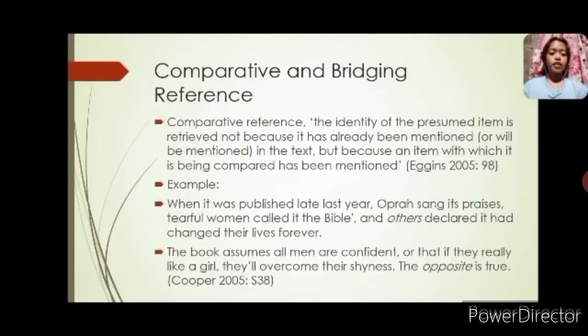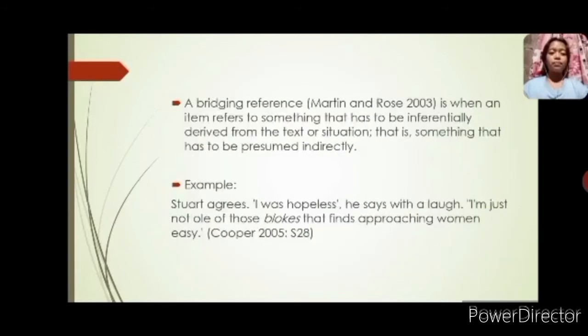Under this reference, the author assumed that we know what the author is assuming with others and opposite. So the situation of the text is about approaching women. And the last one is the bridging reference.